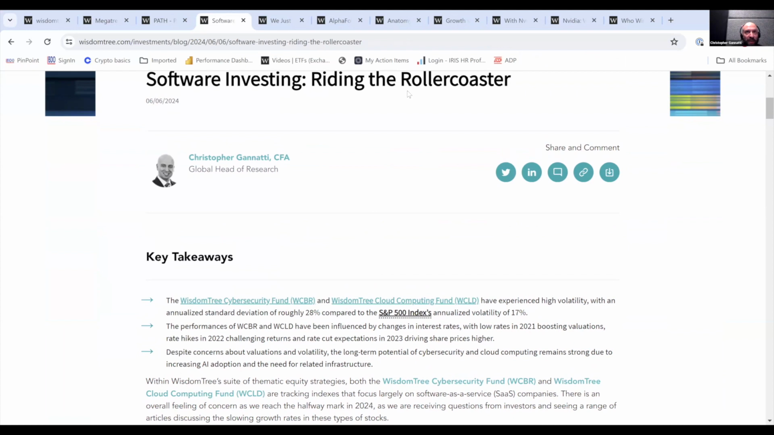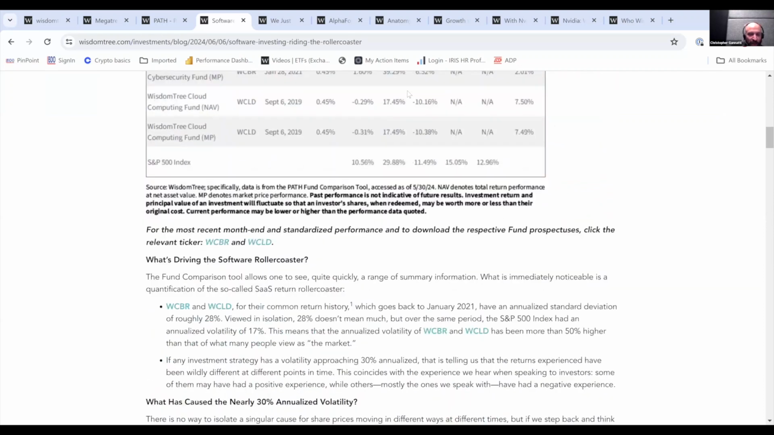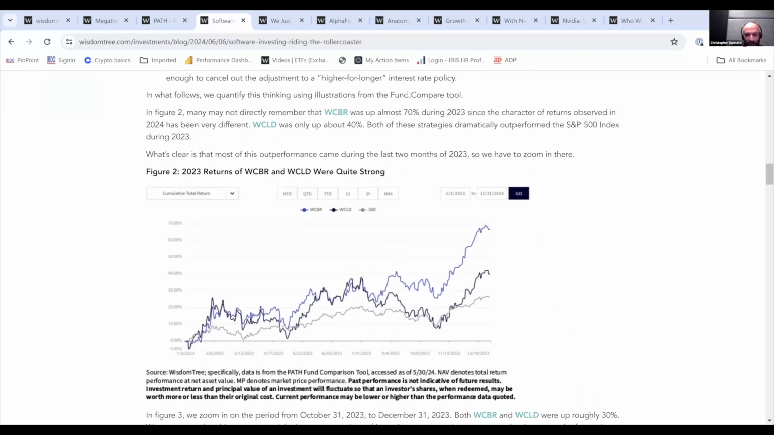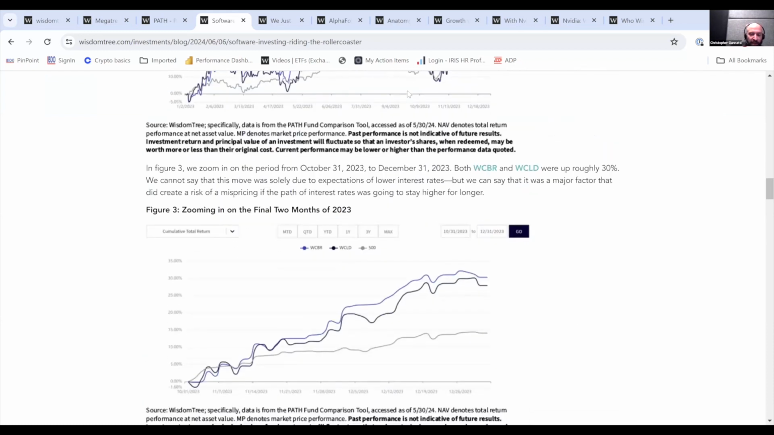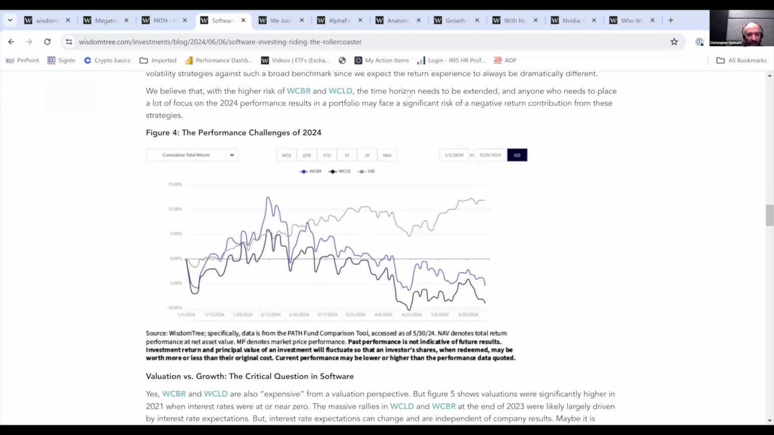The software space right now is going through an interesting period where people have probably forgotten, because memories tend to be short in investing. But I just pulled up again within this blog where all the information is here, publicly available. Figure two is showing us the performance of WisdomTree Cybersecurity and WisdomTree Cloud Computing for 2023. Remarkable numbers. You see the S&P 500 lagging, but what people are feeling this year is this page here.